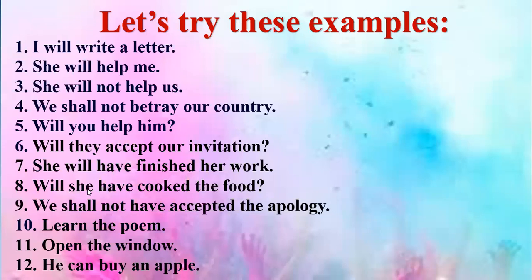Okay, the eighth one. Will she have cooked the food? Will the food have been cooked by her? Now see, these are the perfect tenses. The perfect tenses are always a little tricky because you have the haves and the hads. So you have to make sure you are putting them correctly, okay? So the eighth one is, will she have cooked the food? Will the food have been cooked by her? Okay. The ninth one is, we shall not have accepted the apology. Who's going to answer this one? Sania, Rohab, you guys are not answering. That means you are not there.